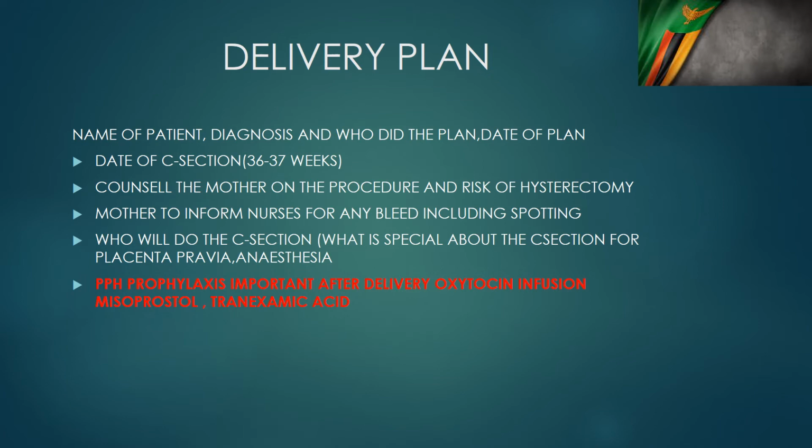We need somebody who can do a hysterectomy in case of bleeding. We need somebody who knows that if you cut through the placenta, immediately you extract the baby. You have to clamp the cord, because the baby will continue bleeding. So all those things are important.